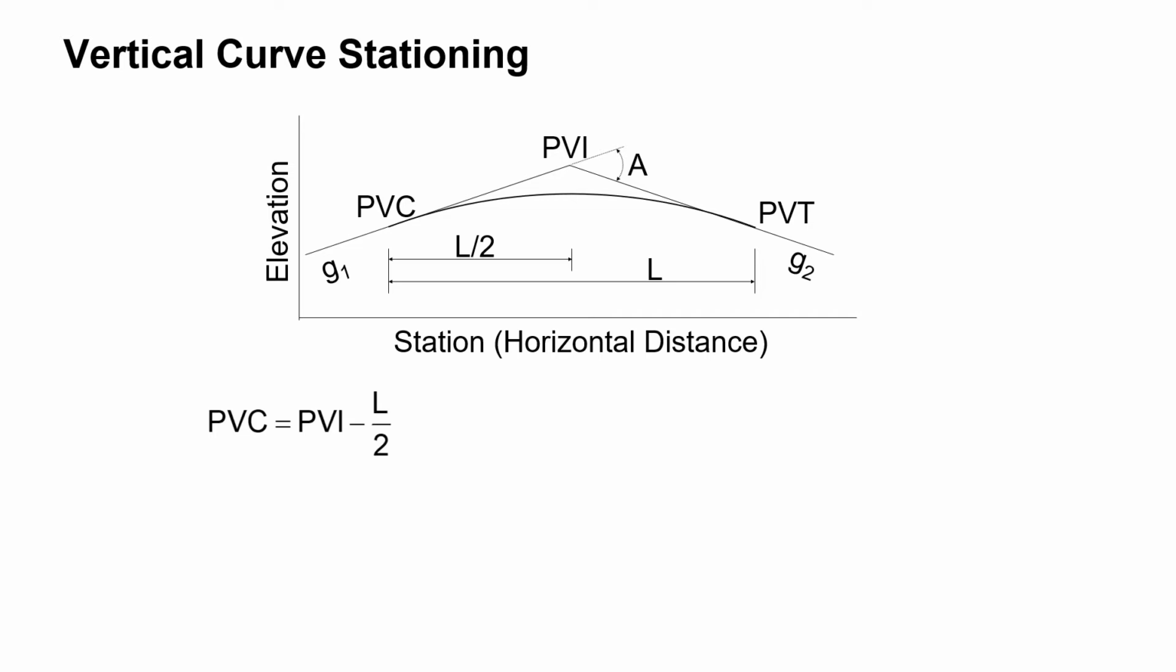For stationing purposes, the station of the PVC is the PVI minus L divided by 2. The PVT is equal to the PVC plus the length of the curve. And the PVT also is equal to the PVI station plus the length divided by 2. Again, all these lengths are horizontal distances, so we don't have to account for the effect of grade in these distances. So it really simplifies things for vertical curve stationing compared to horizontal curves.